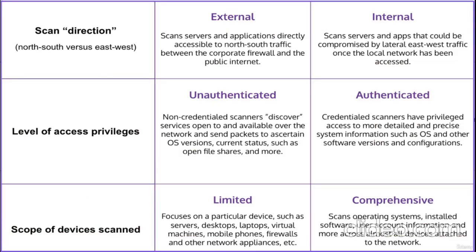So, here is external versus internal scan direction, north-south versus east-west. External scans servers and applications directly accessible to north-south traffic between the corporate firewall and the public internet, and internal scans servers and apps that could be compromised by lateral east-west traffic once the local network has been accessed. Then level of access privileges: unauthenticated and authenticated.